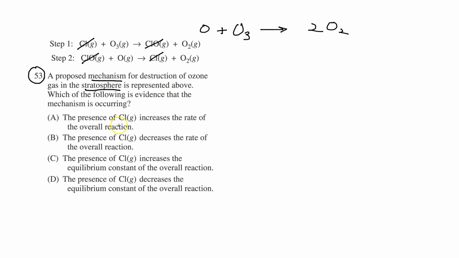So which of the following is evidence that the mechanism is occurring? Well, realize this. This guy right here starts the mechanism because it creates this intermediate and it gets reproduced here.